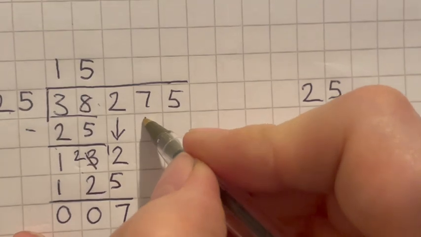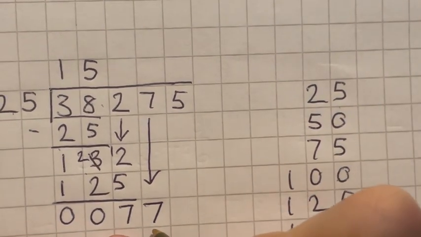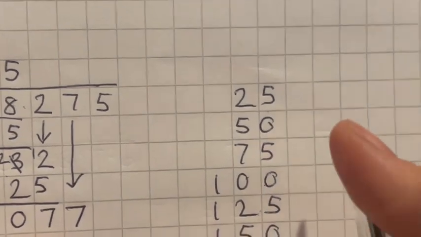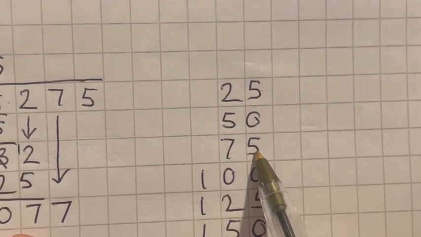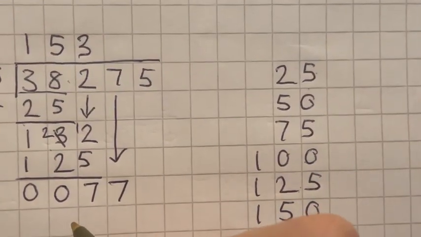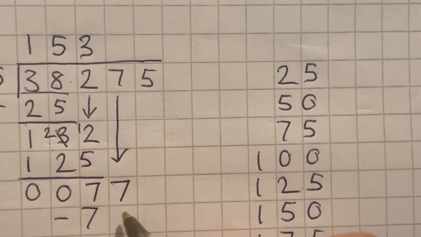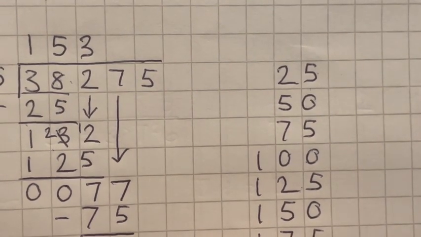So now I bring down the next digit, which is 7. So now I'm looking at 77. And if I look across to my multiples of 25, I can see that I can get 3 groups of 25, which is 75. So pop a 3 at the top. And now I can do a subtraction of 75. And that's obviously just going to leave me with 2.